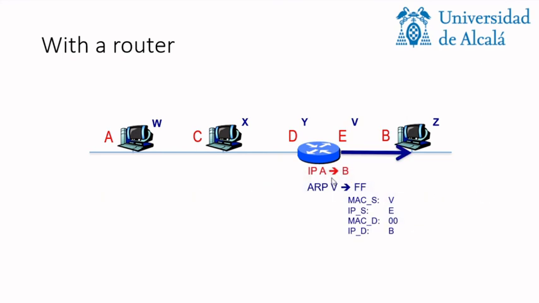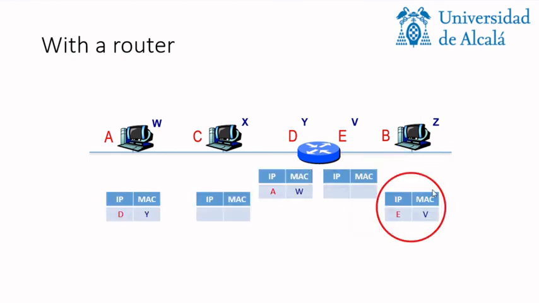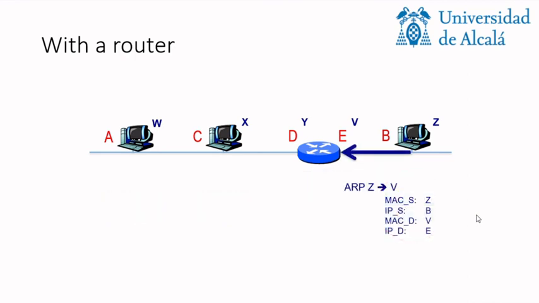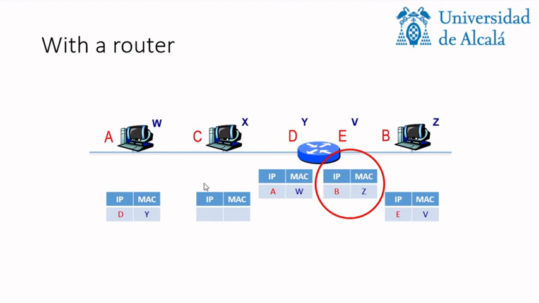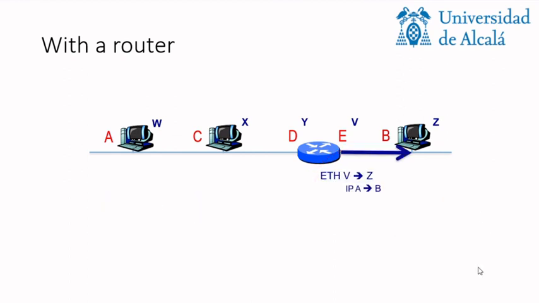In this case, the ARP request goes from E to B, as you can see here. B will save the information and will reply with an ARP reply. Eventually, when they all have the information, the router will send the data received in the very first place from A.